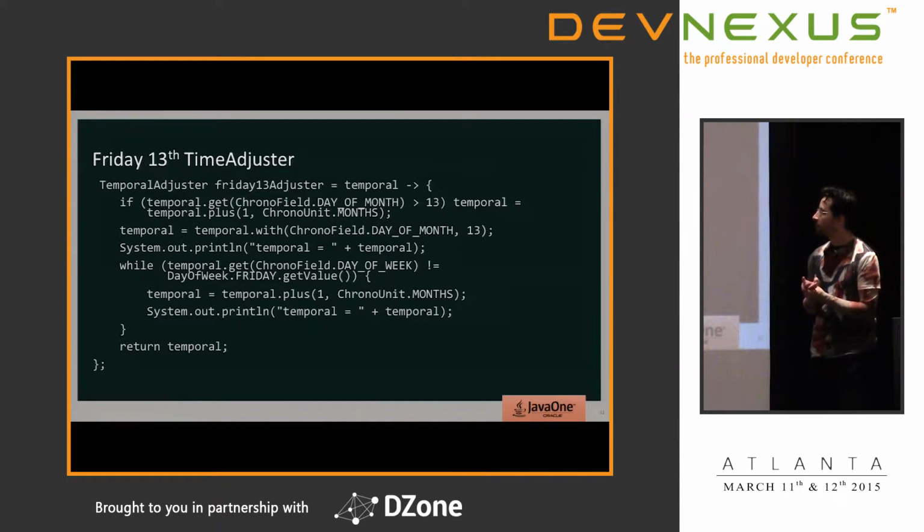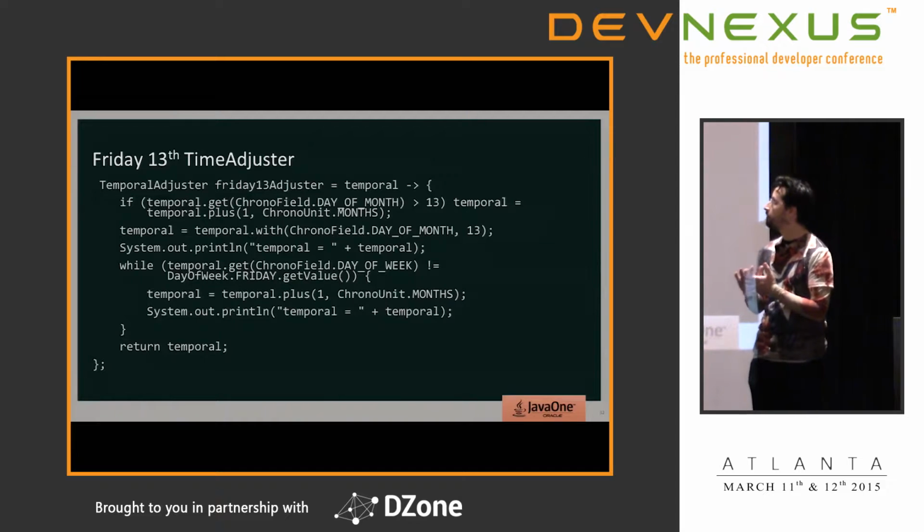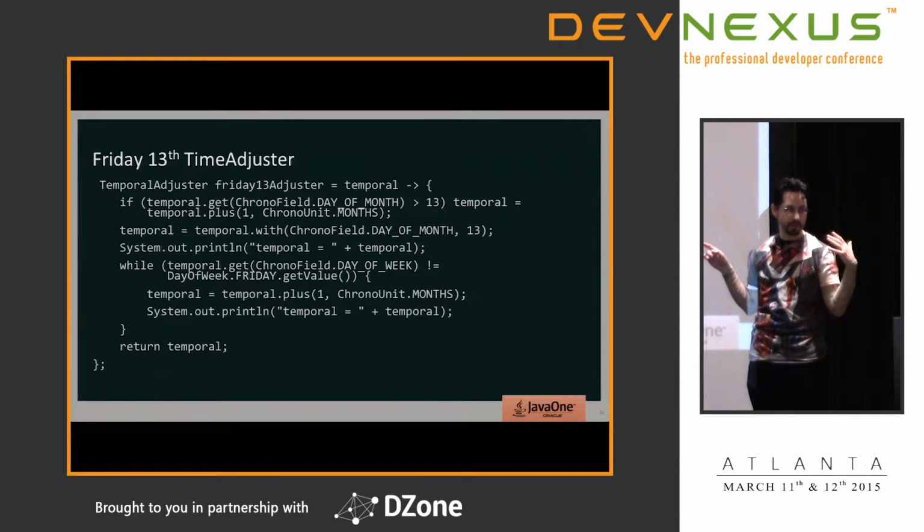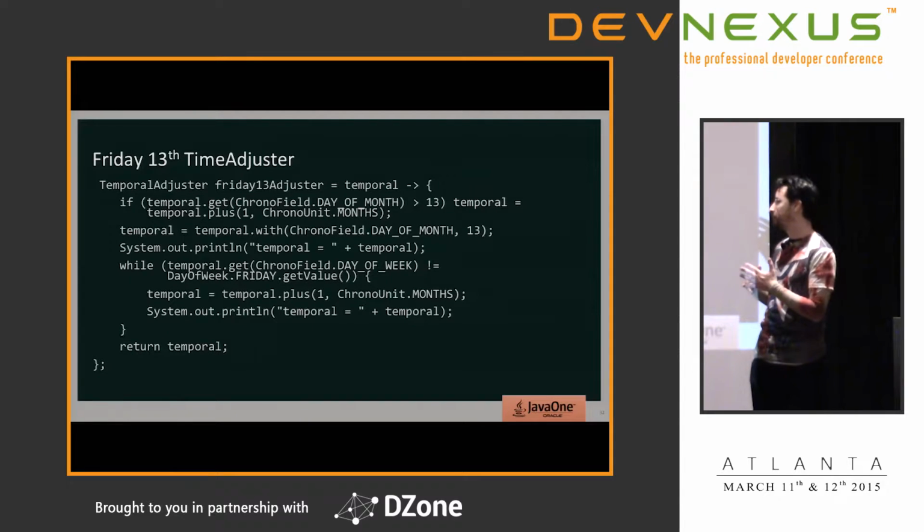All right, so here is our Friday the 13th adjuster. So using a lambda expression to create our little temporal adjuster. Now, getting the next Friday the 13th is actually slightly tricky. It's not something that you can easily algorithmically calculate because it's this weird intersection of Gregorian dates and times and a random number you're trying to hit on a specific day of a week.